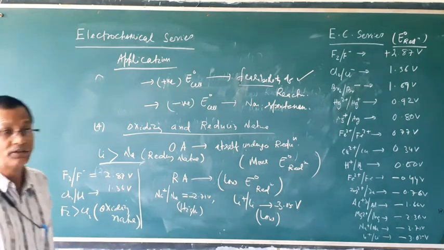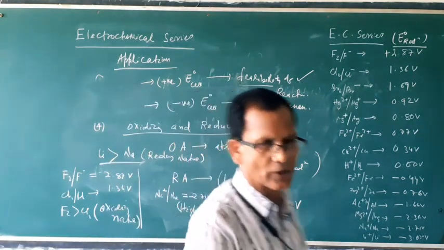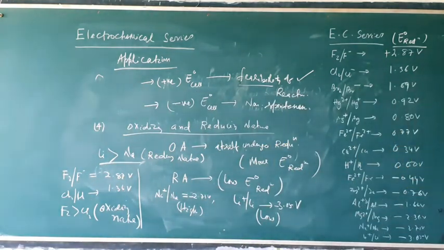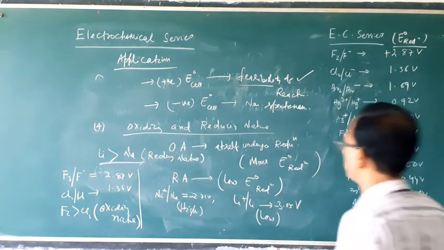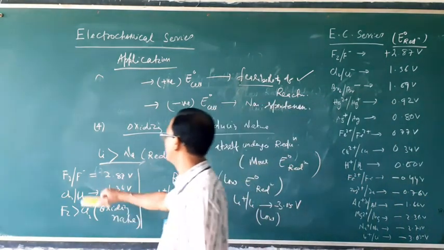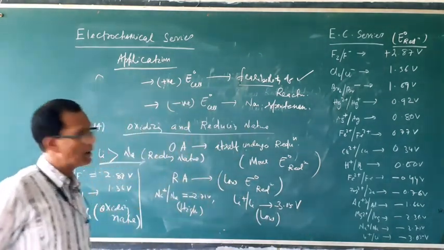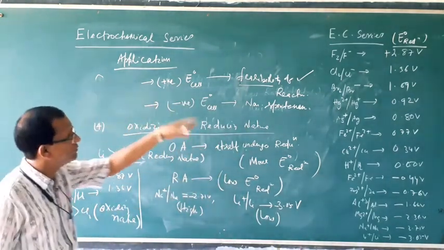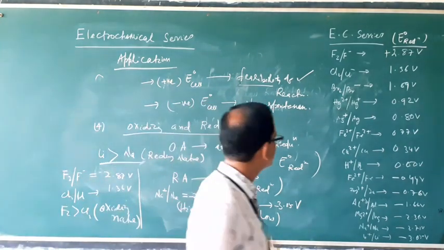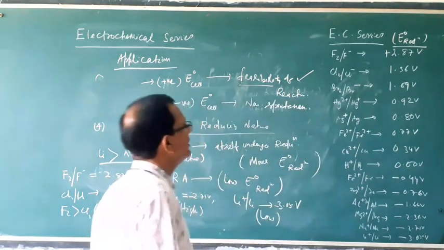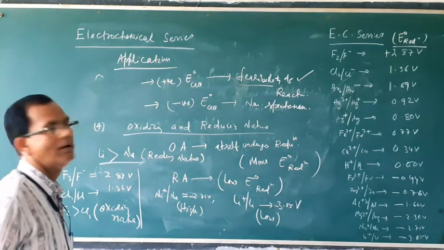So these are the theory. Which is a better reducing agent? Low reduction potential. Which is a better oxidizing agent? High reduction potential. This is a very important application of the electrochemical series. So this value can be used in different problems.